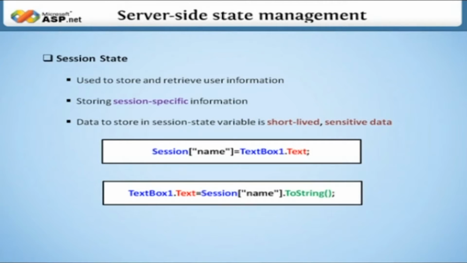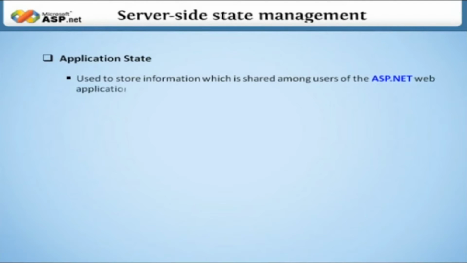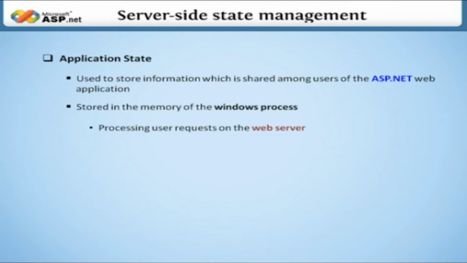Right then, let's talk about application state. Application state is used to store information which is shared among users of the ASP.NET Web Application. Application state is stored in the memory of the Windows process, which is processing user requests on the web server. Application state is useful in storing small amounts of often used data.